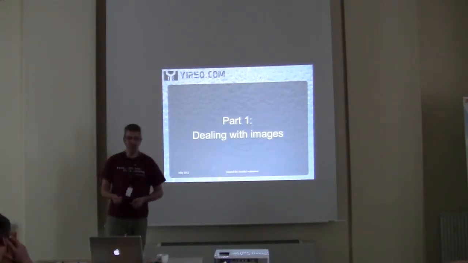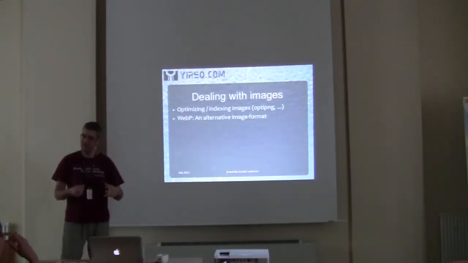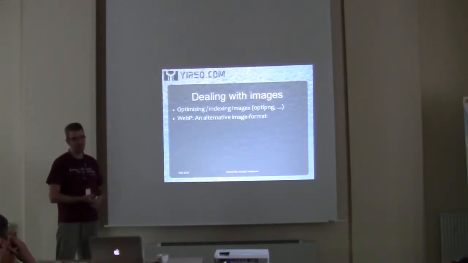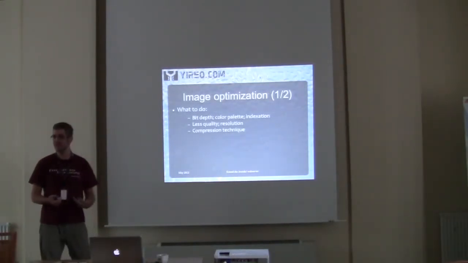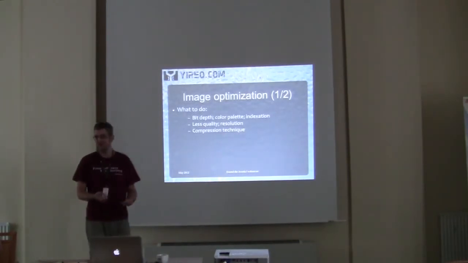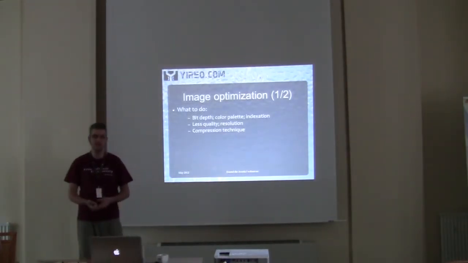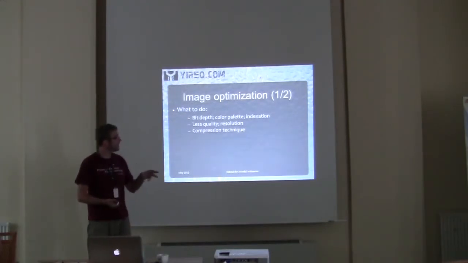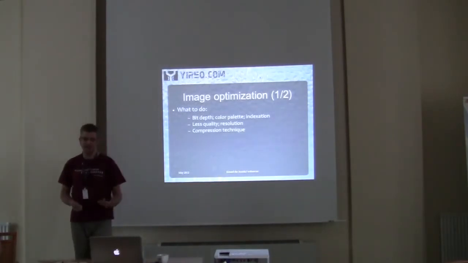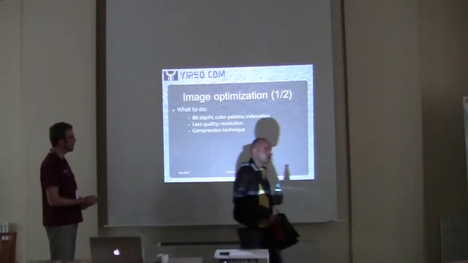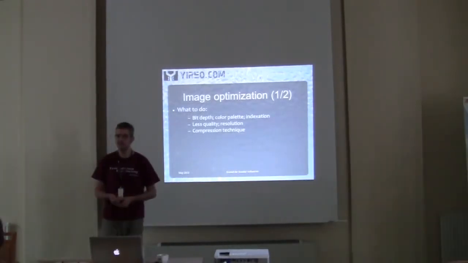Okay, part one, dealing with images. There are a couple of tricks, a couple of tools which are commonly used: OptiPNG, and we're going to discuss the WebP format. First of all, if we talk about optimizing images, the main gain is to make the images smaller. Making them smaller means looking at the bit depth, looking at the color palette, indexing them. This can all be done from Photoshop or whatever you use, the GIMP. It also means less quality, the resolution could be brought down, or various compression techniques could be implemented.